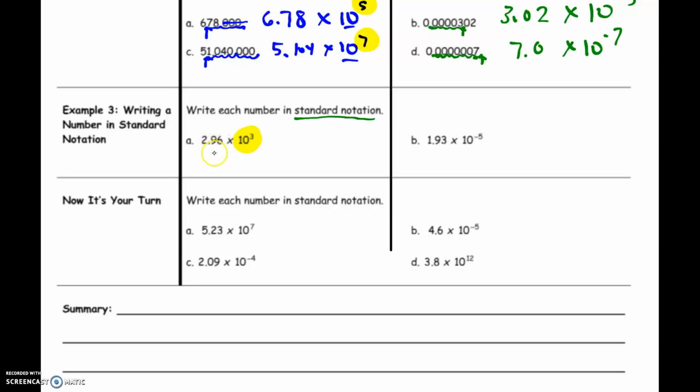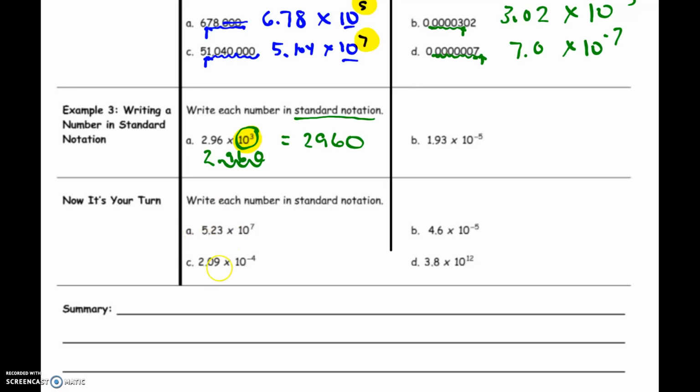So to rewrite this number in standard notation, I first write down 2.96. Then I notice that the power of 10 is 3. That means I'm going to move the decimal point 3 places. Because it's a big number, I'm going to move it in the direction that will make this number bigger, and that would be to the right. 1, 2, 3 places. When I'm done moving the decimal point, if there's any open loop, then you fill that in with a 0. So the answer to this is 2,960.